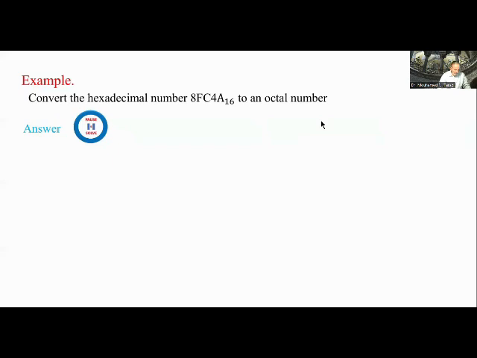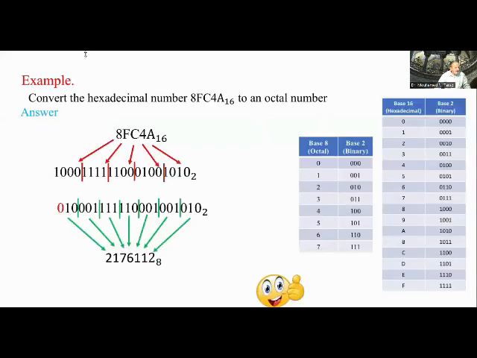Okay, let's see how we do that. This is base 16. You take A is 1010, 4 is 0100, C is 1100, F is 1111, 8 is 1000. Now you divide them, because that was divided in groups of 4. And now you take this number again and divide it in groups of 3. You have this, this, this, this, and then you get 2, 1, 1, 6, 7, 1, 2.